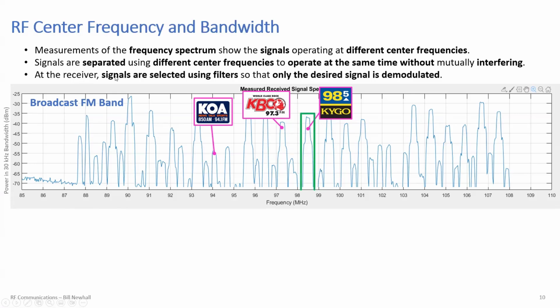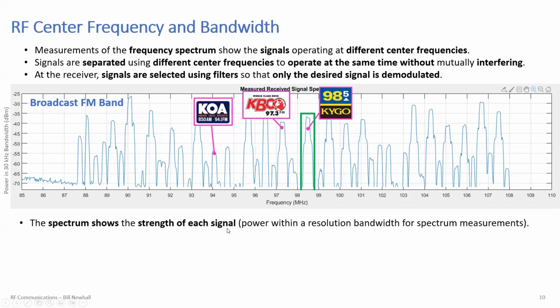So at the receiver, signals are selected using filters so that only the desired signal is demodulated. Somehow you have to extract only one, like this green boxed signal here. You have to extract only that to demodulate it. Otherwise, you're just getting this mix of signals going into the demodulator. It won't work. But a point here is that you can separate these signals in frequency so that you can have shared use of the electromagnetic spectrum.